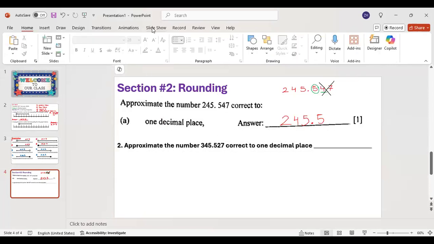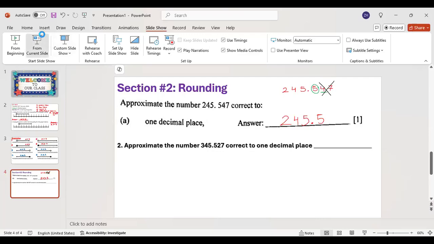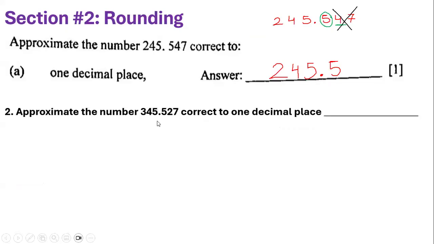All right, put your answer inside the chat for me, please. For number 2. By the way, you're writing this down. We have 345.527 correct to 1 decimal place. Put your answer inside the chat for me, please.